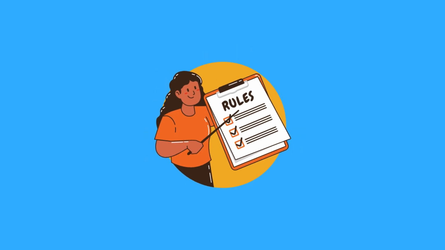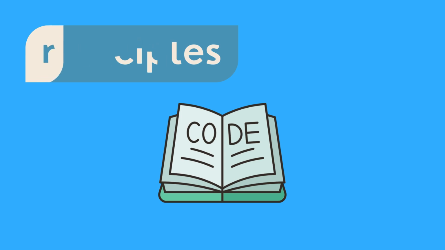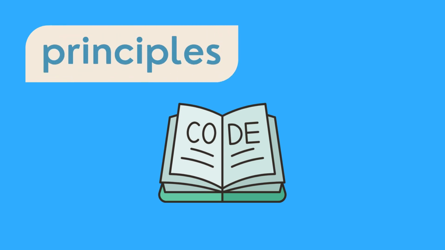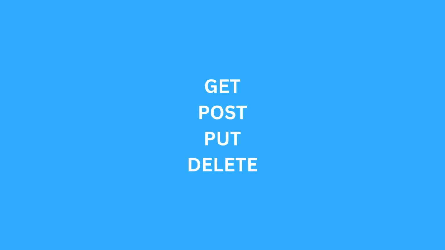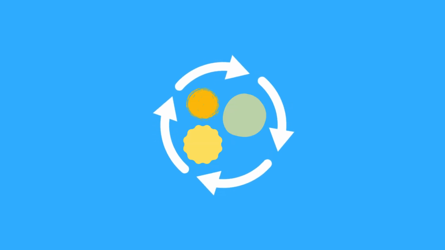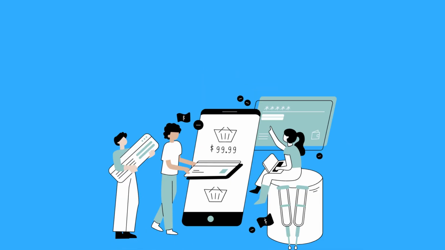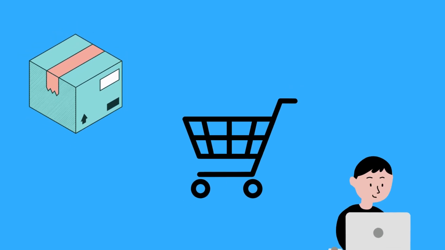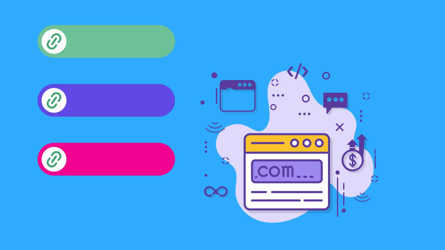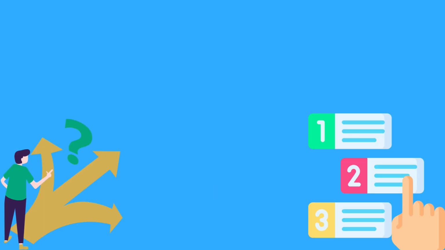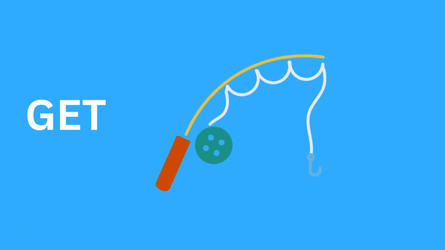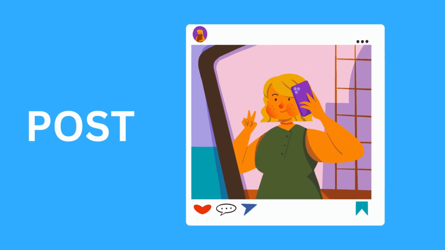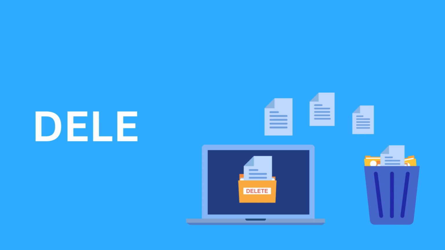If you are building a RESTful API, following REST principles is essential. REST, which stands for Representational State Transfer, is a set of architectural principles that guide the design of APIs. These principles include using standard HTTP methods like GET, POST, PUT, and DELETE, and organizing your API around resources. For example, if you are building an e-commerce API, you might have resources like products, orders, and users. Each resource should have a unique URL, and your API should use the appropriate HTTP method for each action. For instance, use GET to retrieve data, POST to create new data, PUT to update data, and DELETE to remove data.